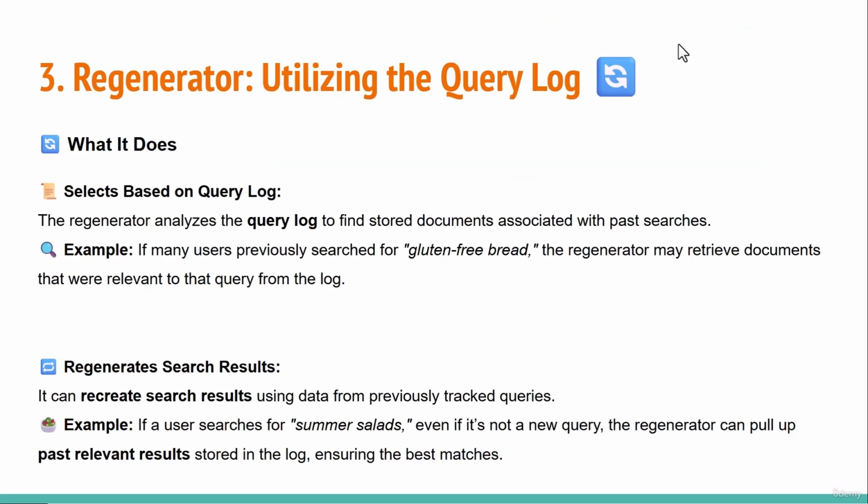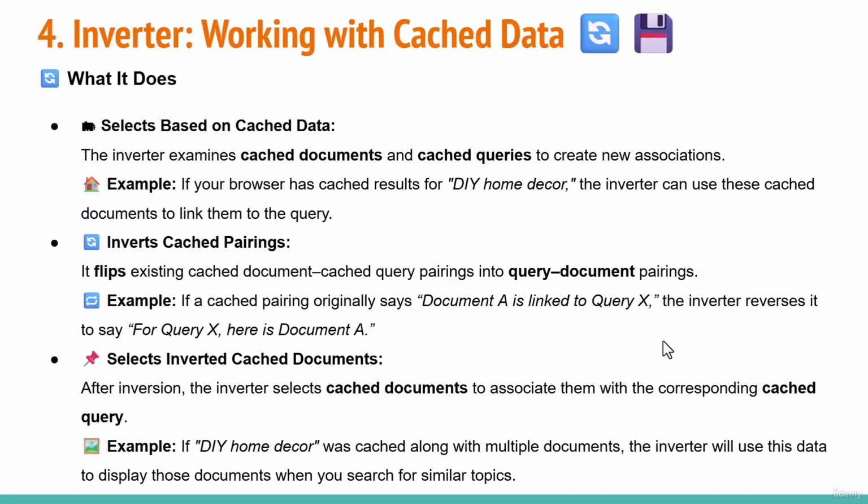Next is the regionator. This uses the query log. The regionator analyzes the query log to find stored documents that are associated with searchers. If many people search about gluten-free bread, the regionator will retrieve documents related to that query. Next is regenerate search results. It can recreate search results using data from previously tracked queries. Now, let's say a user searches summer splash. Even though it is not a new query, the regionator can pull up past relevant results that were stored in the log to ensure the best matches.